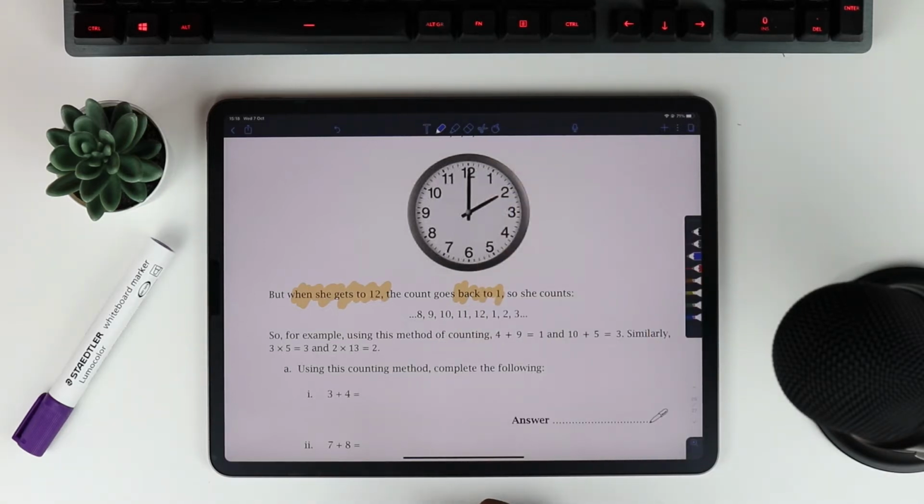So what you really have to do is know your 12 times table really well. What you have to do in this question is know your 12 times table very well, and then you can push on from there.